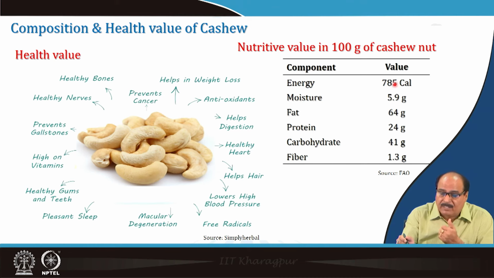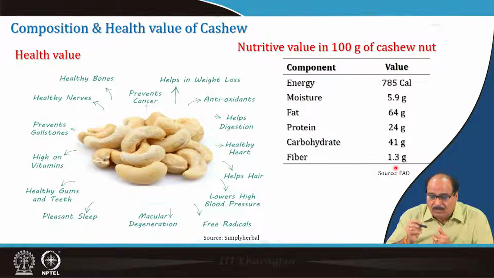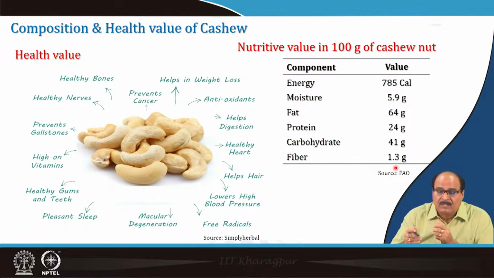The composition and health value of cashew: 100 gram of the cashew nut contains about 785 kilocalorie, a very high energy value. It has about 5 to 6% moisture, 64% fat, 24% protein, about 41% carbohydrate, and 1.3% fiber. So, this is the nutritive value of 100 gram of the cashew.